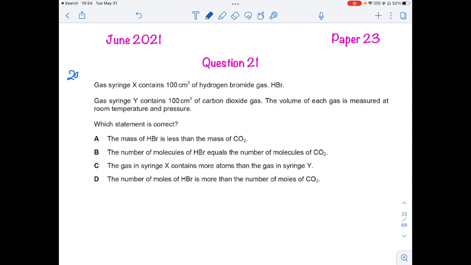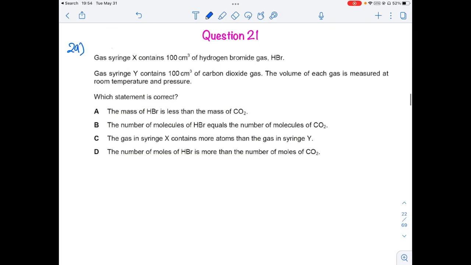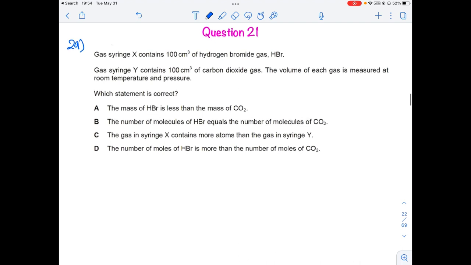Coming to the next question, question number 29. Gas syringe X contains 100 cm cube of hydrogen bromide gas, and gas syringe Y contains 100 cm cube of carbon dioxide gas. So what am I going to do with it? I am going to draw the gas syringe for what it says. Let me draw that one, gas syringe.